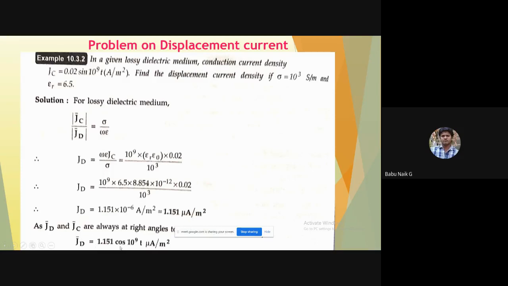So we can write both as a function here. JD, the conduction current and then the displacement current, in terms of the cos function. So JD is equal to 1.151 cos 10 to the power of 9 t micro ampere per meter square. Okay, so this is one concept of displacement current.